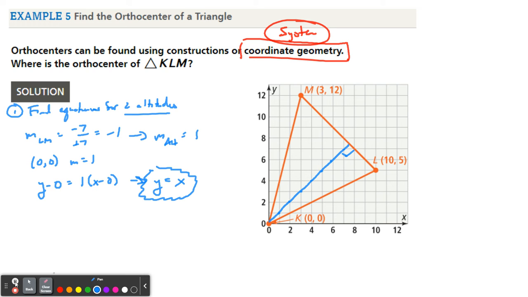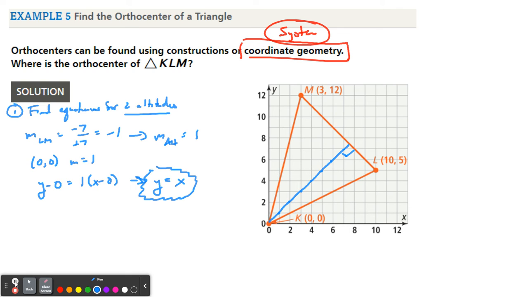Second one's a crapshoot. Doesn't matter which one you pick, you can choose. I think it doesn't really matter. I don't know. I'm trying to think. Let's figure out some slopes here.